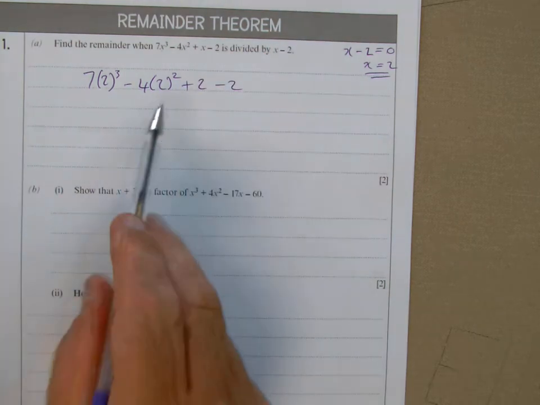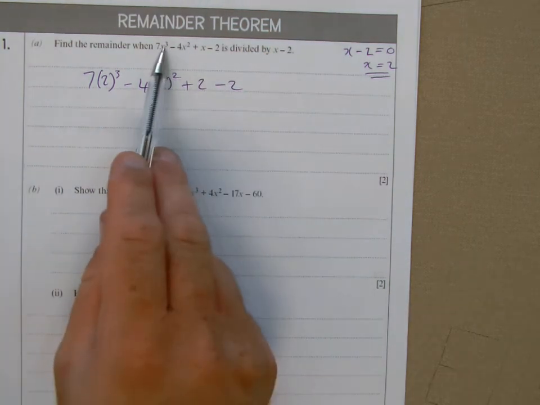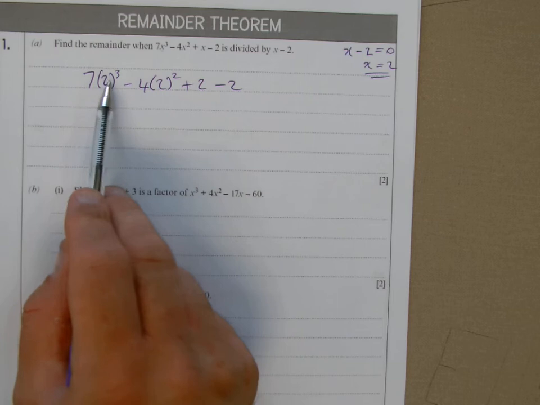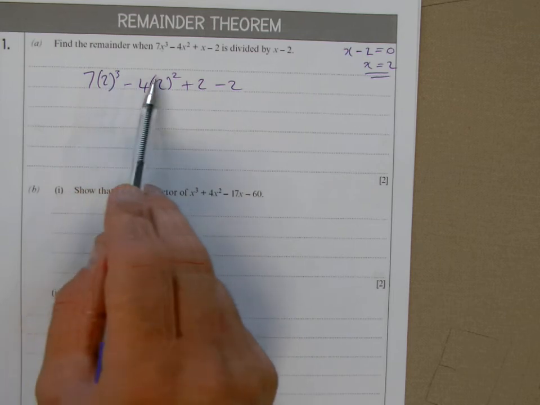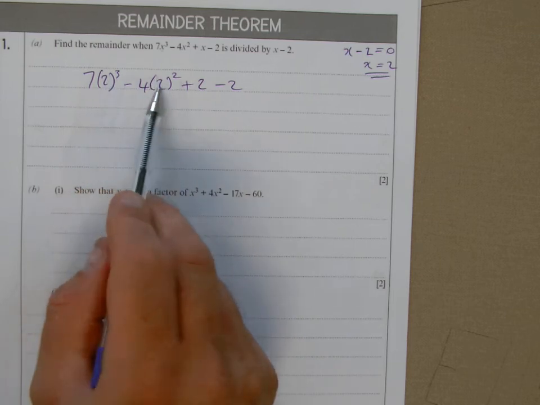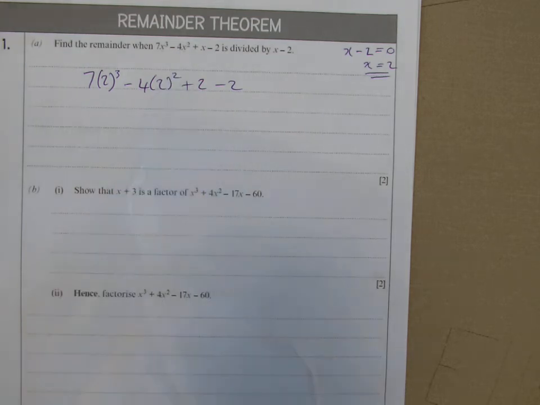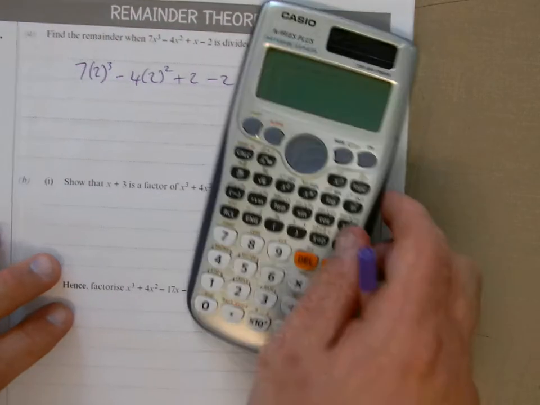Now it's very important you appreciate you are only cubing the x. So if x is 2, that's all you're cubing. You're not cubing the 7, you're just cubing the x, which is 2. And the same there, you're just squaring the 2, not the 4. It just says x squared, isn't it? So we square the x value there, which is 2.